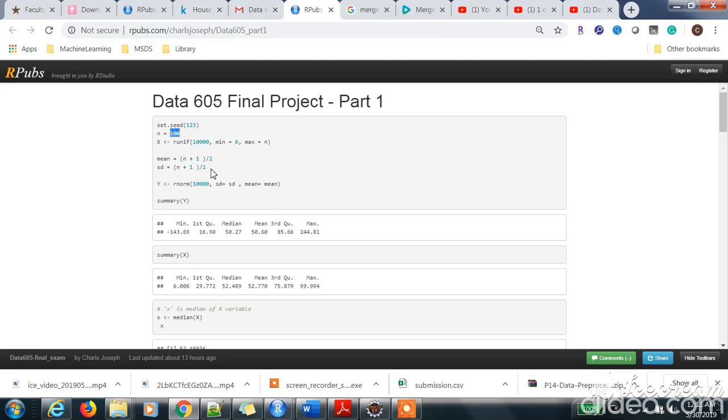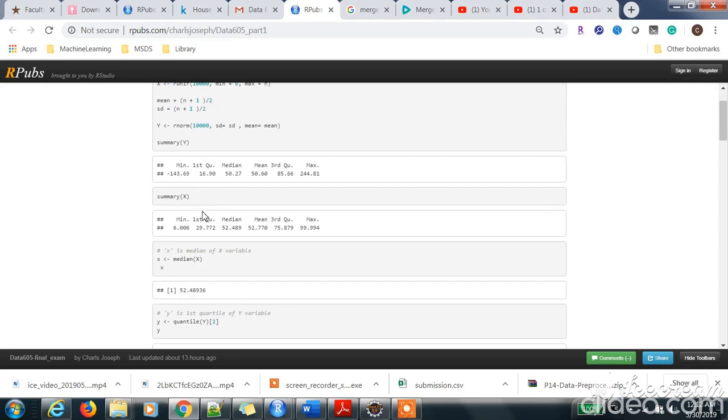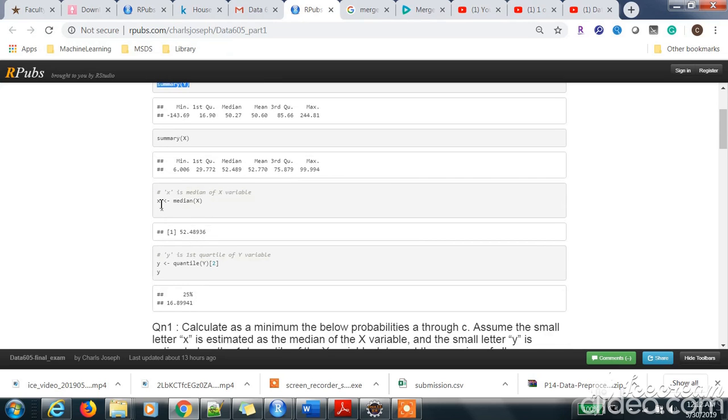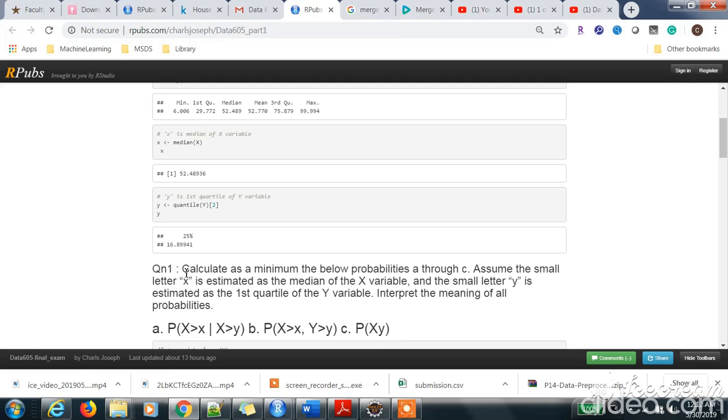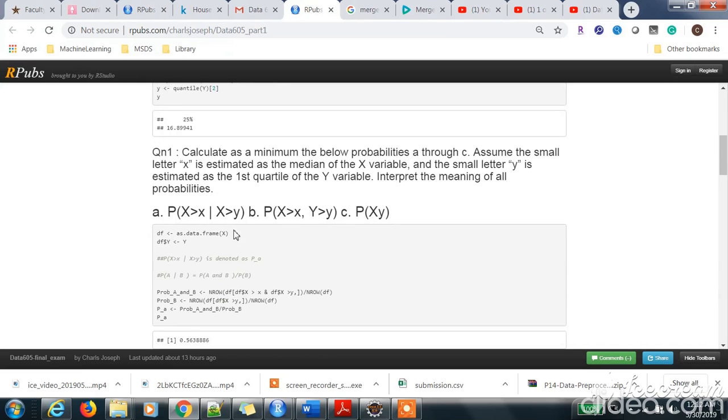And then I have generated another 10,000 random numbers which has a standard deviation and mean equal to (n plus 1) divided by 2. So I have made a summary of all these random variables, and then I have computed the first quartile and the median of the y variable, which is 16, and the median is 52. And the first question is to find a couple of probabilities.